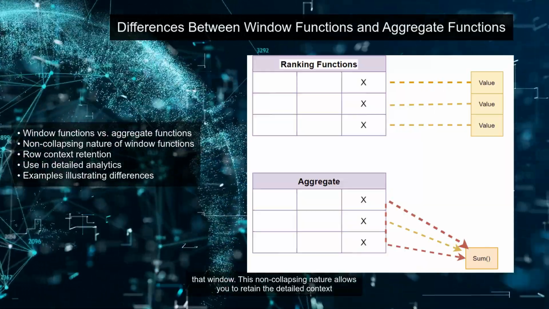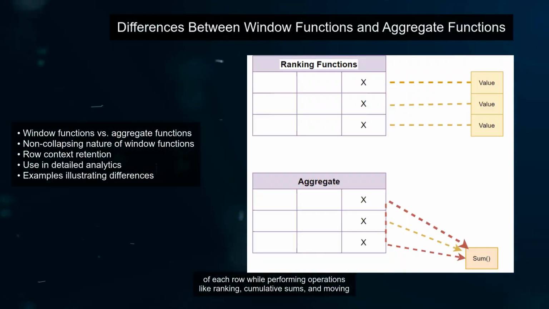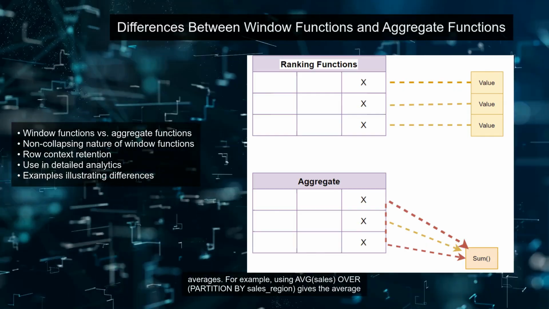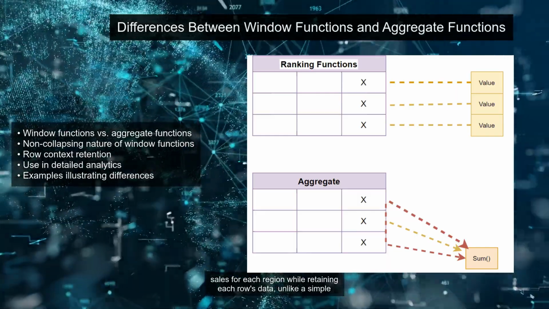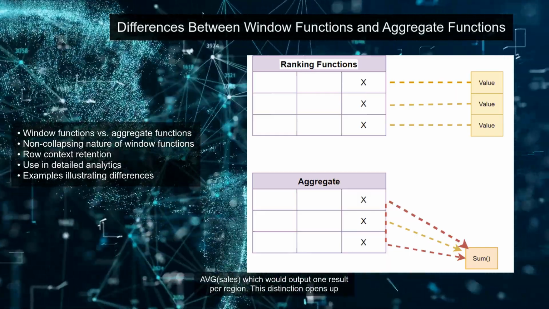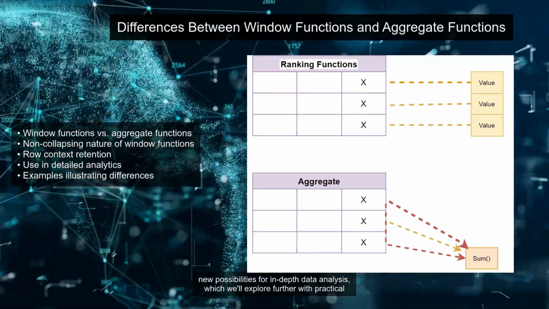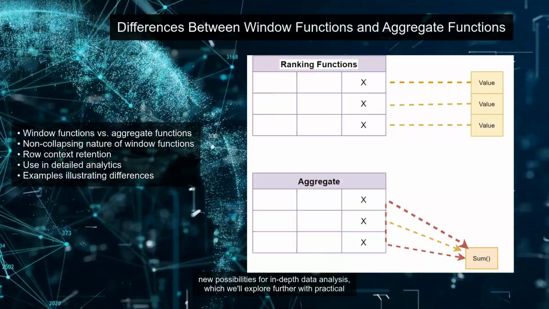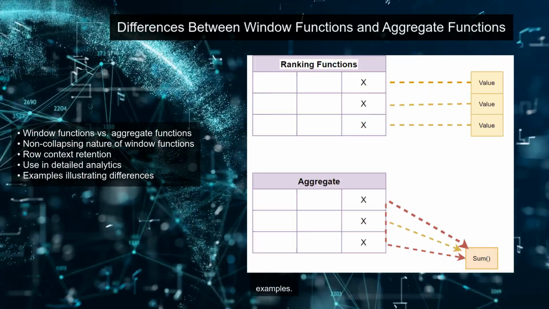This non-collapsing nature allows you to retain the detailed context of each row while performing operations like ranking, cumulative sums, and moving averages. For example, using AVG(sales) OVER (PARTITION BY sales_region) gives the average sales for each region while retaining each row's data, unlike a simple average of sales, which would output one result per region. This distinction opens up new possibilities for in-depth data analysis, which we'll explore further with practical examples.